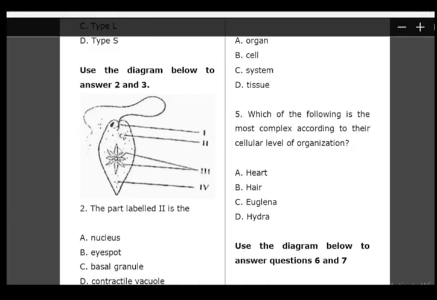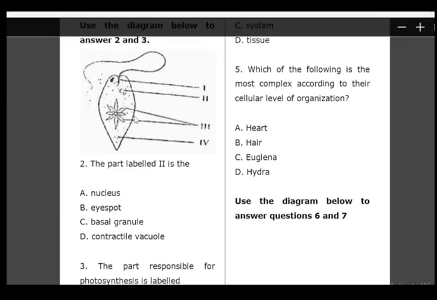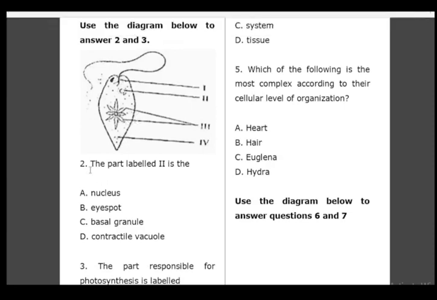For question 2, we'll be using this diagram here to answer question 2 and question 3. We can see the instruction there. It says use the diagram below to answer question 2 and 3. This is a diagram of Euglena viridis. Question 2 says the part labeled 2 is the A. Nucleus, B. Eye spot, C. Basal granule, and D. Contractile vacuole.